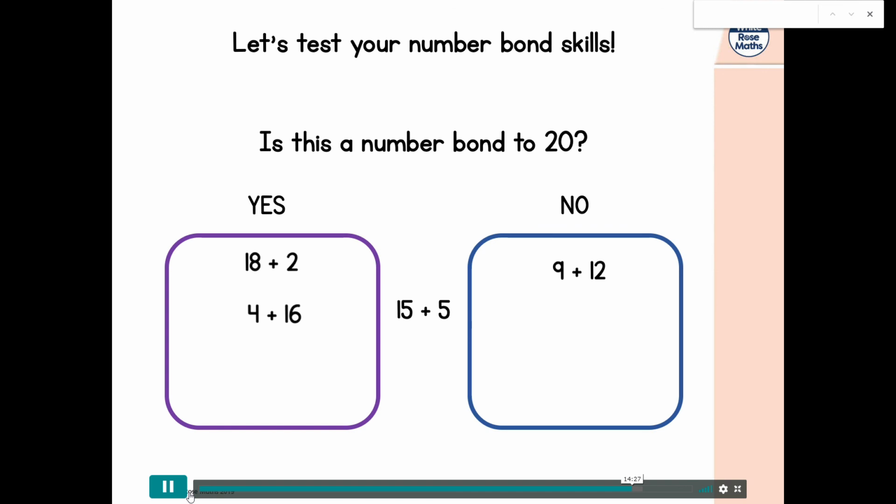Here's another. Is this a number bond to 20? Yes. And a final one. Is this a number bond to 20? No, it's not. Well done. Keep practicing your number bonds to 10 and your number bonds to 20.